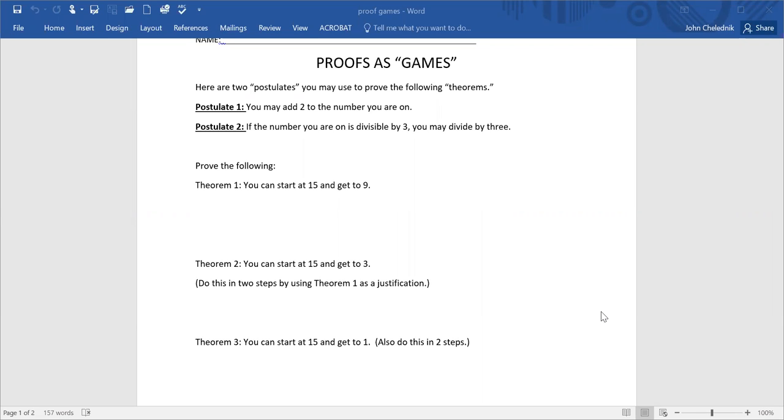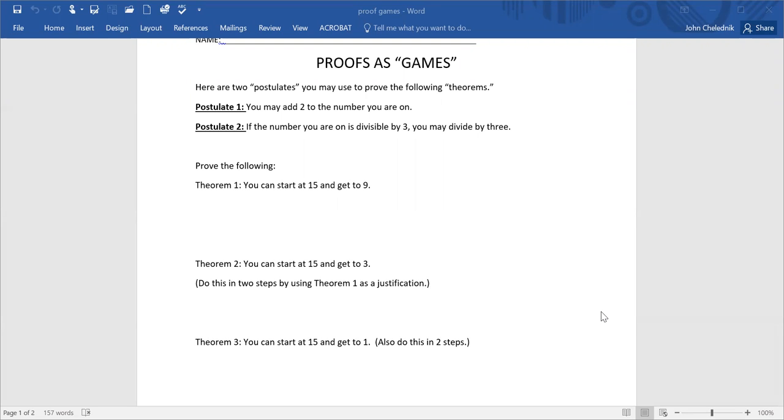So it says here are two postulates you may use to prove the following theorems. Remember, postulates are things that you assume are true. Theorems are things that you prove are true based on the assumptions that you make. The first postulate is that you may add 2 to the number you are on. So whatever number we start at, or that we're currently at, we can add 2 to that number. And the second postulate is if the number you are on is divisible by 3, you may divide by 3.